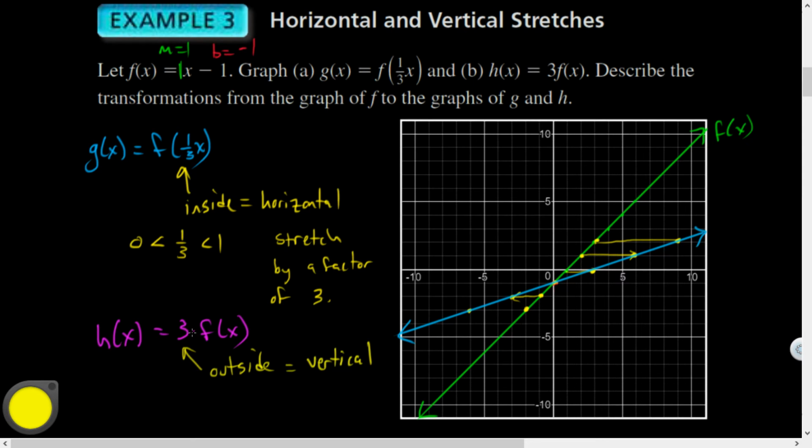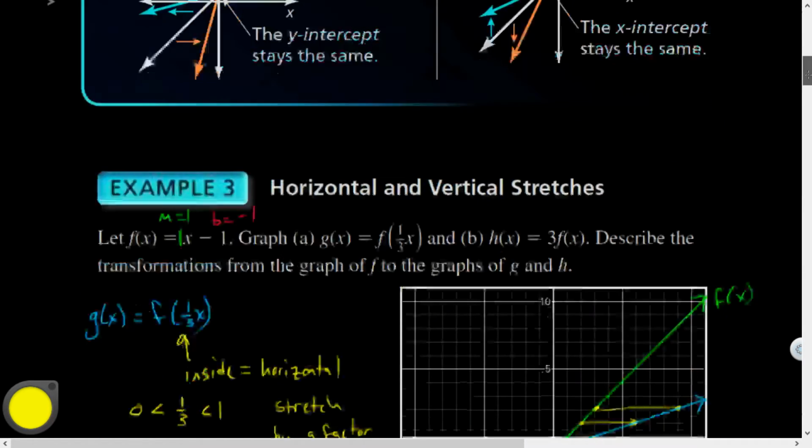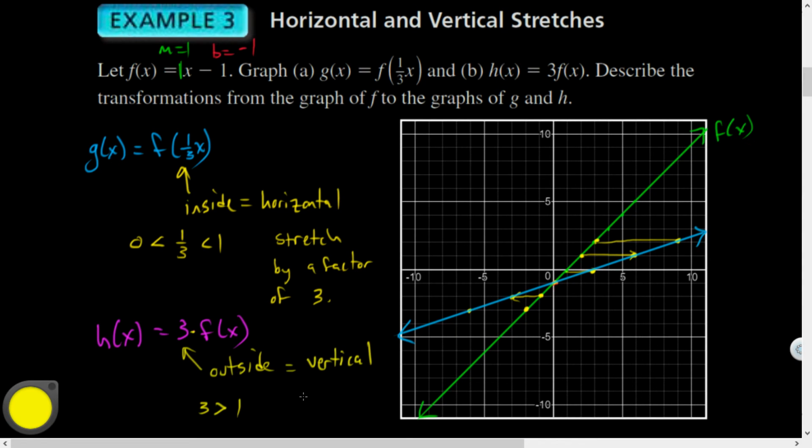So outside means that it's going to be a vertical transformation, and I'm multiplying by a number that is bigger than 1, right? 3 is bigger than 1. So what does that tell me in the case of vertical? And if you're doing your homework and you don't remember, look it up. All right? So when a is bigger than 1 and it's a vertical transformation, it's going to be a stretch. So this one's going to be a vertical stretch by a factor of 3.